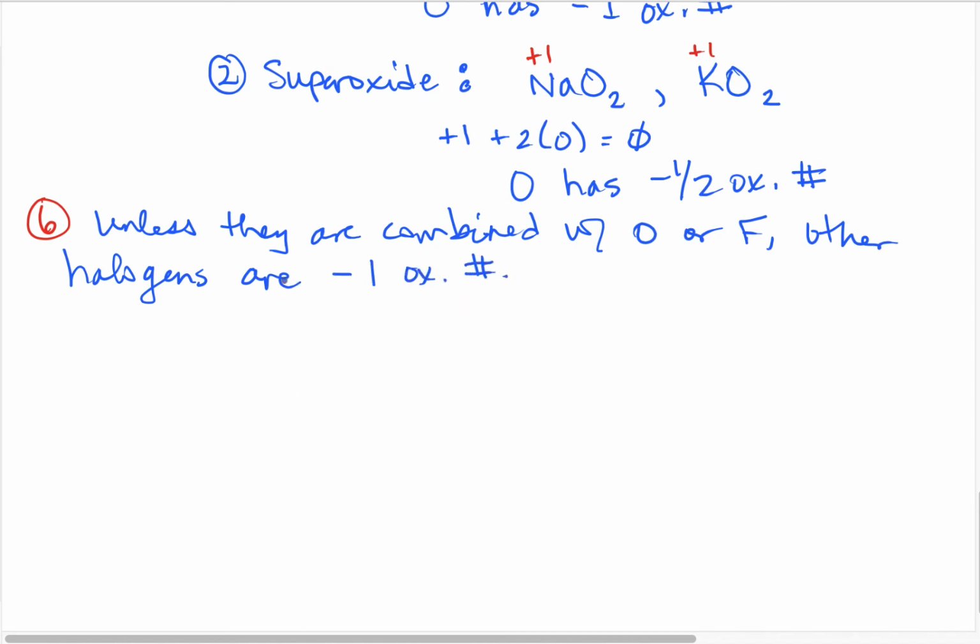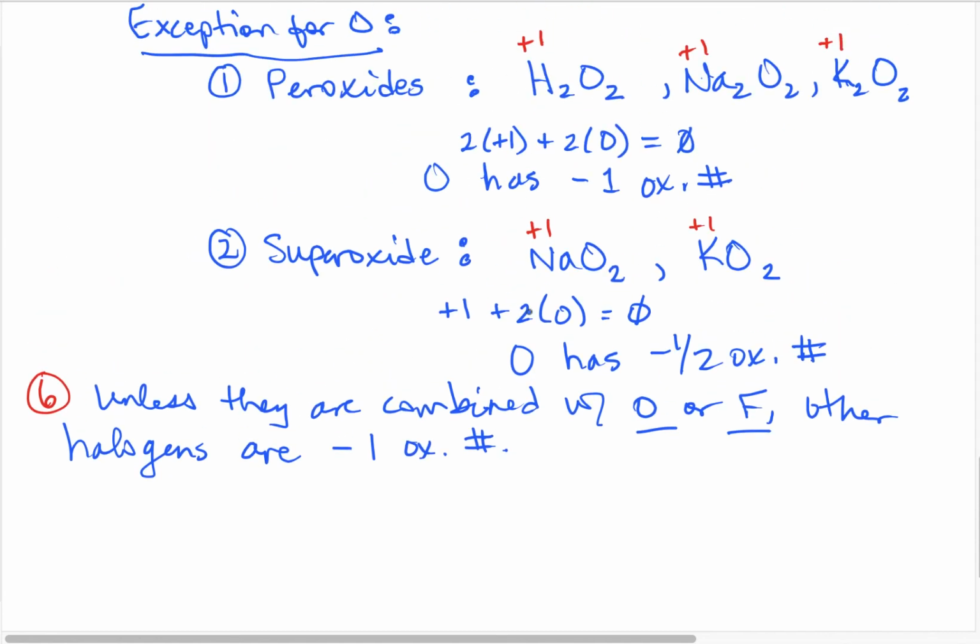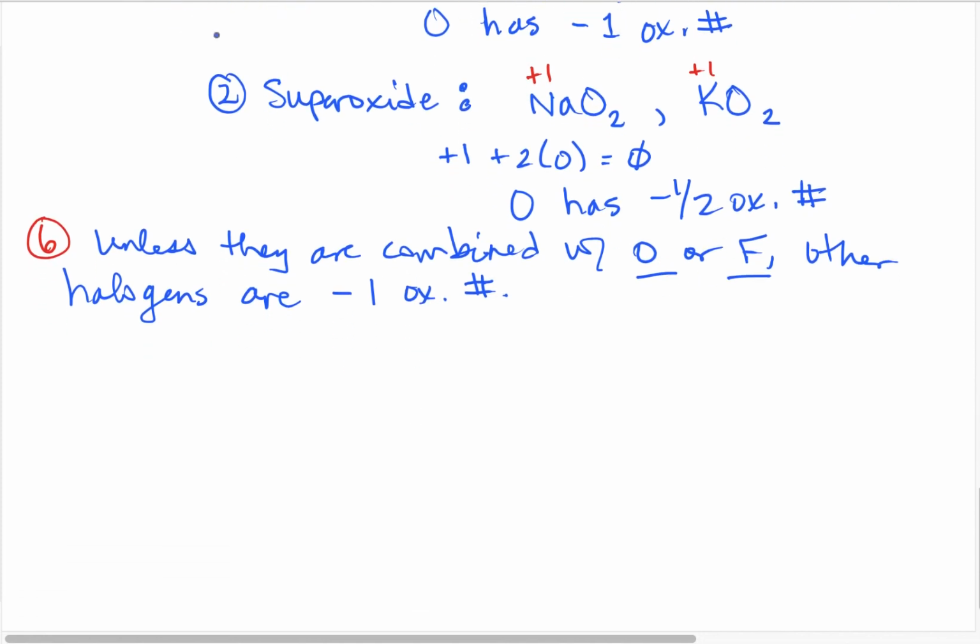But if we have a combination with oxygen or fluorine, we know fluorine is always -1 and oxygen is always -2, since these guys don't include the peroxides and superoxides with any halogens. So oxygen is going to be a -2 and fluorine is going to be a -1, and sometimes the halogens have to kind of deal. So let's look at a couple of examples here.